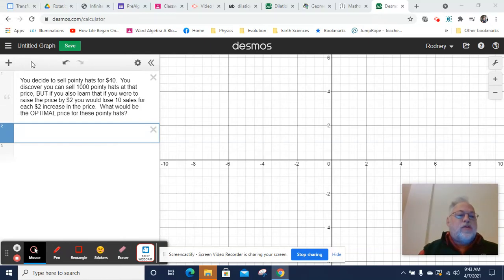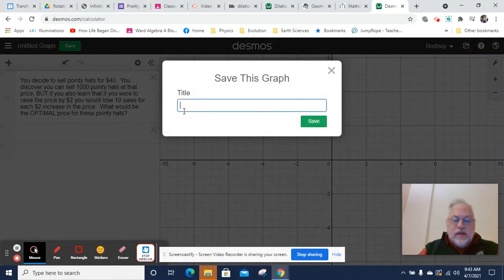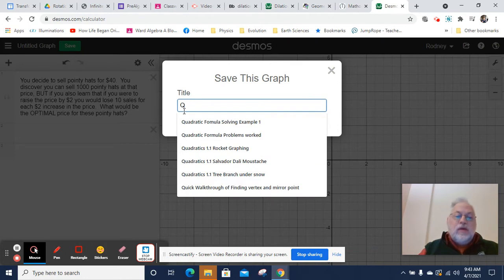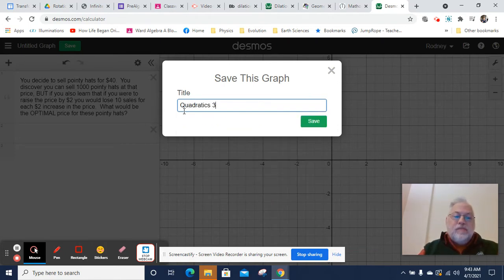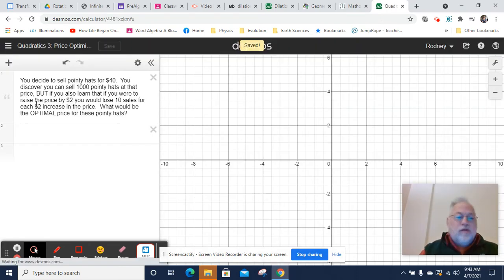I'm going to walk through how to deal with the Quadratics 3 price optimization type problems. I'll also do one or two involving area in case you needed to come up with the right size fencing for your favorite yak herd.